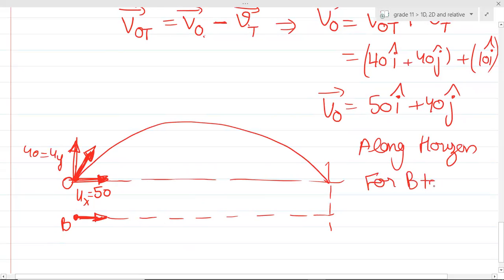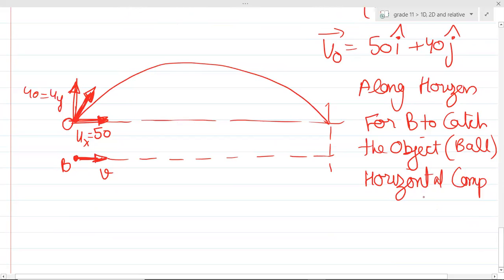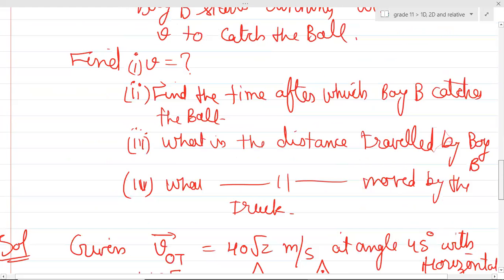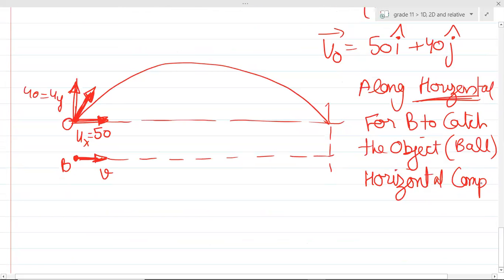For B to catch the object, can you see the horizontal component should be the same? If they have the same horizontal component of velocity, then only they will be able to reach the same position in the same time. Only the I cap, along the horizontal. So the answer is 50 I cap. Basically, with what velocity should the boy run? This is equal to 50 I cap. Is this clear? So the first answer comes from here: V equals 50.